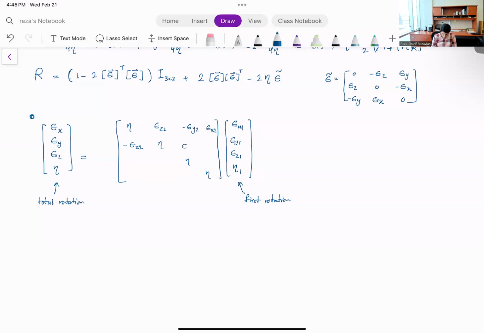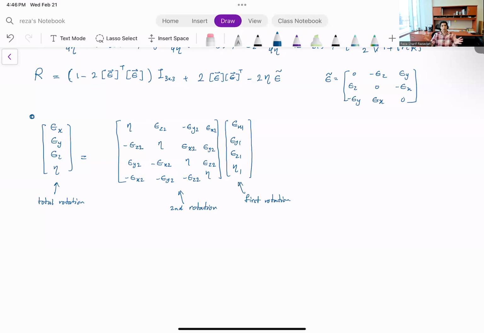And epsilon x2, epsilon y2, epsilon z2, and minus epsilon x2, minus epsilon y2, and minus epsilon z2. And these are from the second rotation.